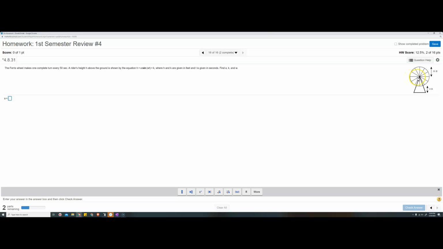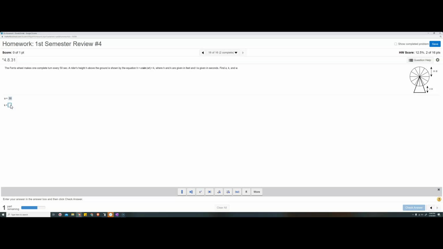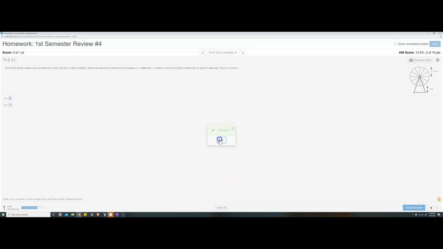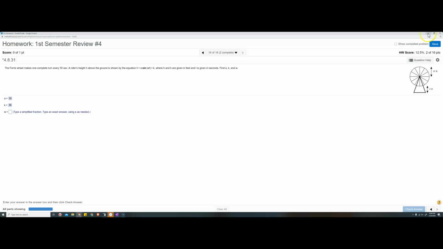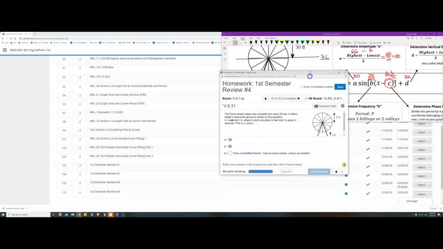All right, so our A value was 30. Okay, the midline was 36. And our frequency was pi over 25. And that's all you had to do here. You didn't have to do the rest, so I did a little bit more than you had to. So this is pi over 25.